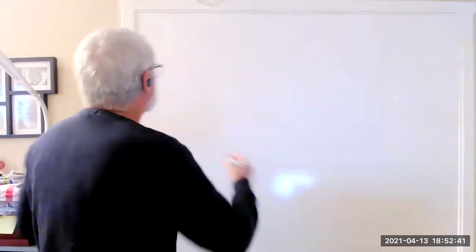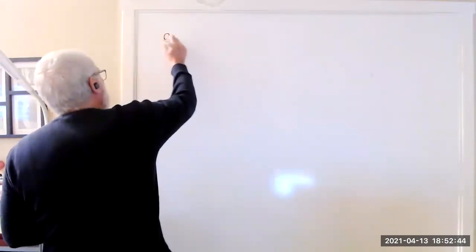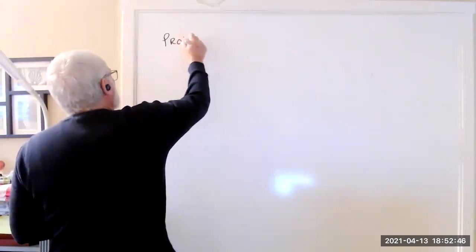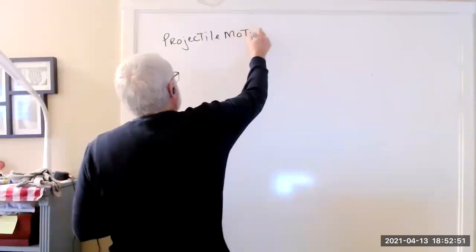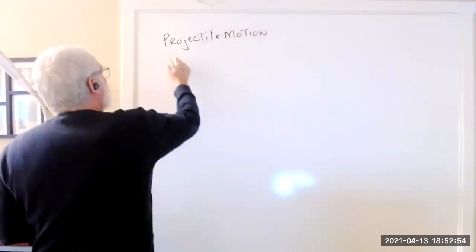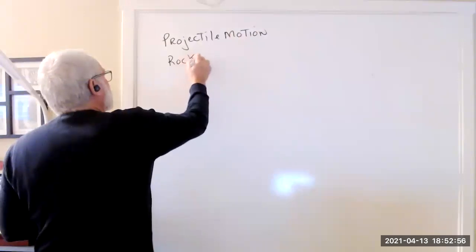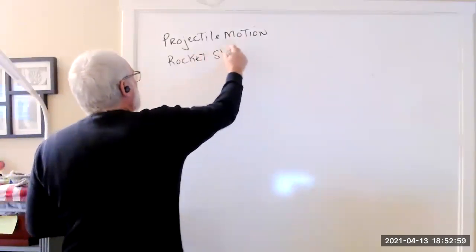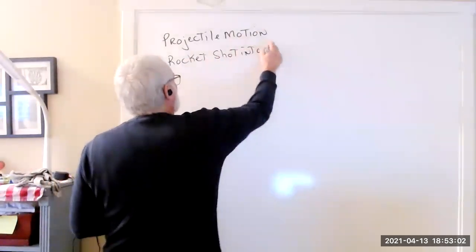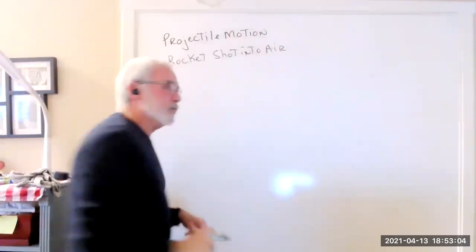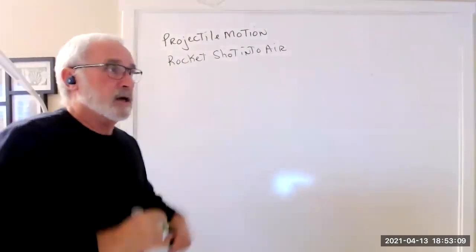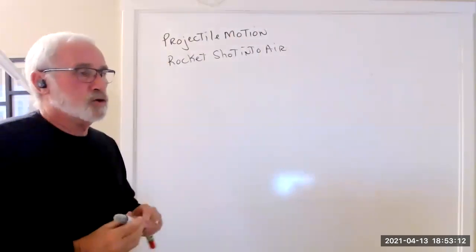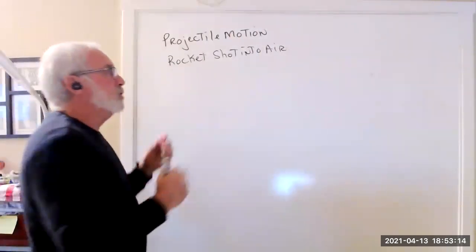Okay. Last week, I started something called projectile motion. Basically, it was a rocket shot into the air. Now, it doesn't have to be a rocket. It could be you throw a ball up into the air, you throw a spear up into the air, anything. You shoot a gun up into the air.